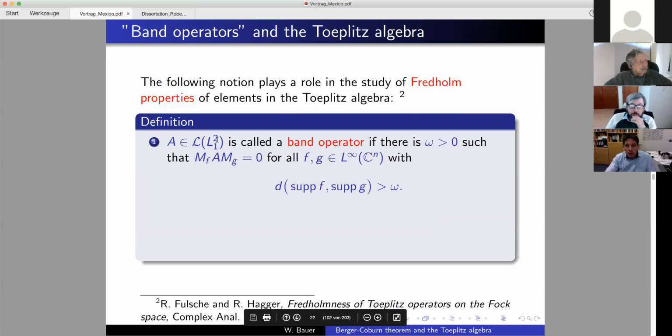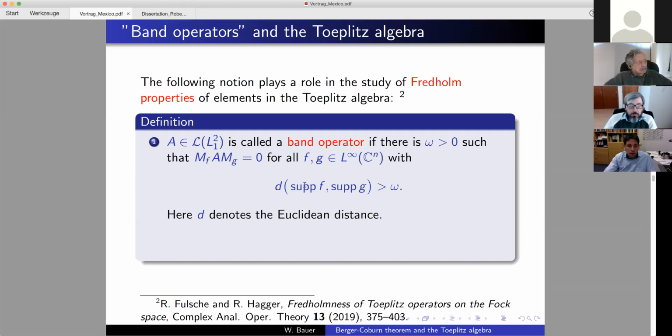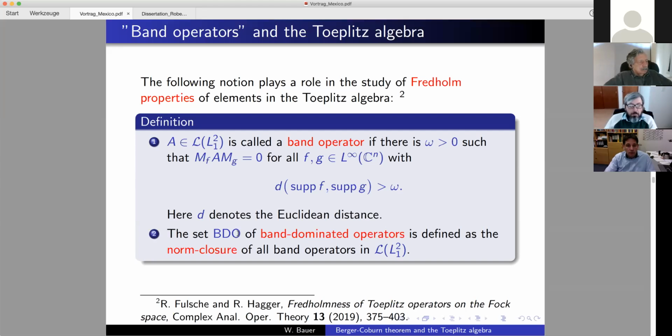So I look at bounded operators on the L2 space. We call this a band operator if there is some positive omega such that M_f A M_g is 0. These are multiplication operators by L infinity functions f and g, if the distance of the support of f and the support of g is bigger than omega. So this d just means the Euclidean distance of these sets. So if the supports of f and g are far enough apart, then this product should be 0. And the band-dominated operators are now defined as the norm closure of all band operators in L(L2).